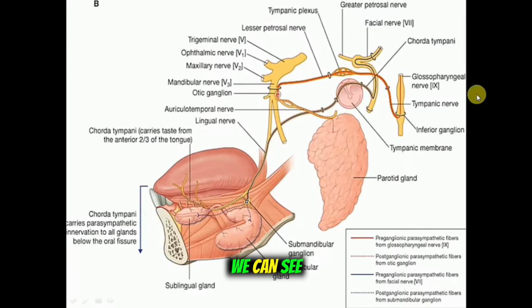In this diagram we can see the preganglionic fibers which are arising from the inferior salivatory nucleus pass via glossopharyngeal nerve, its tympanic branch. The tympanic nerve enters the middle ear and forms tympanic plexus. The tympanic plexus grooves the promontory present in the medial wall of middle ear. Arising from this plexus is the lesser petrosal nerve, which comes out of the middle ear via the groove and hiatus for lesser petrosal nerve.